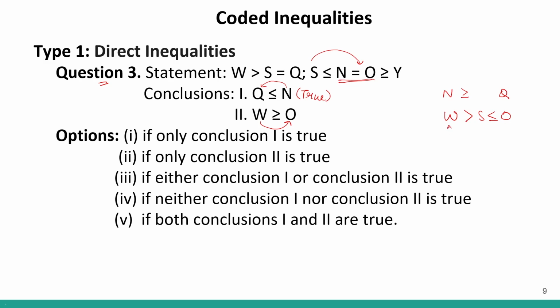So can we find a definite relationship between w and o? No, because they are both bigger than s. But what is the relationship between w and o? That cannot be established. So this statement will be false. So my answer will be that only conclusion 1 is true, correct? This will be my answer.